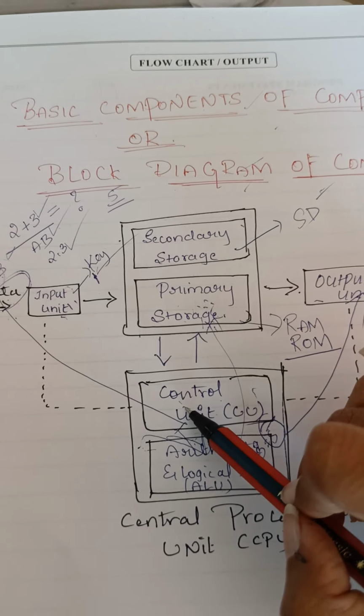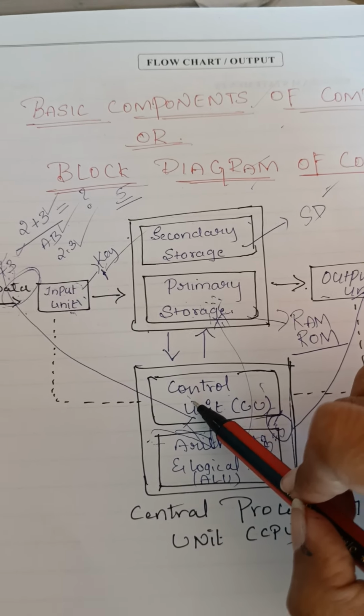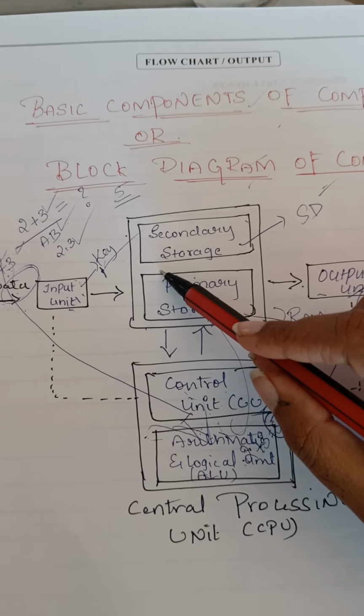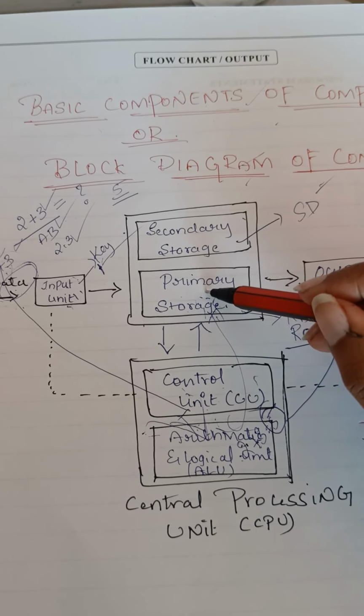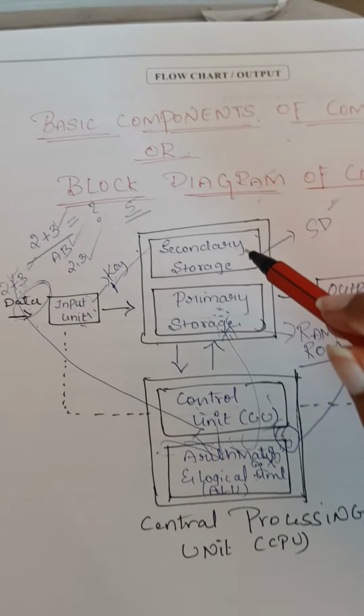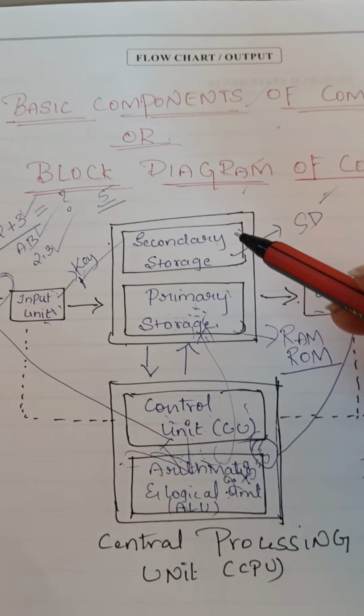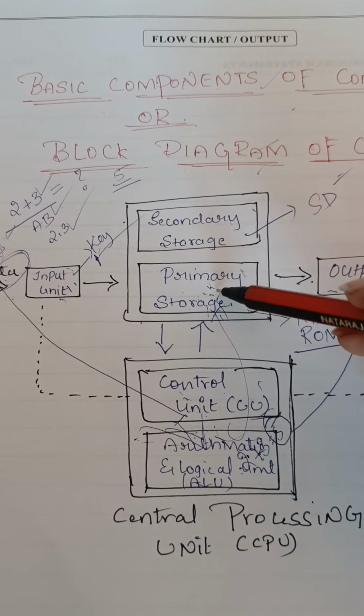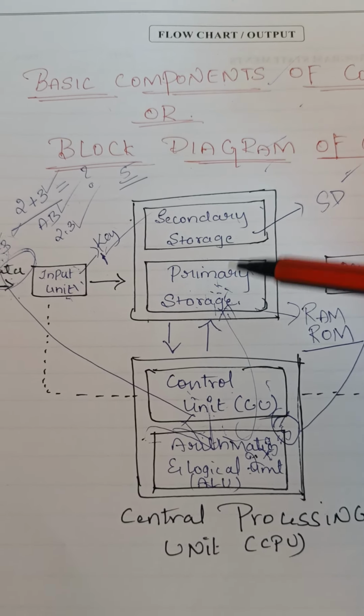But if you give any arithmetic type of input, that should be processed here, and it moves again to the secondary storage or primary storage. This should be selected by the user. This is selected by whom? The user. For example, some users need the output to stay in secondary or primary. So that is user convenience.